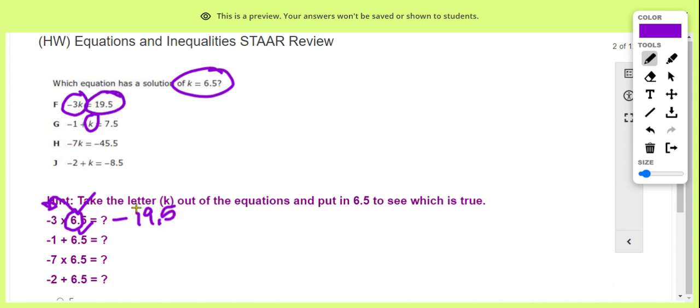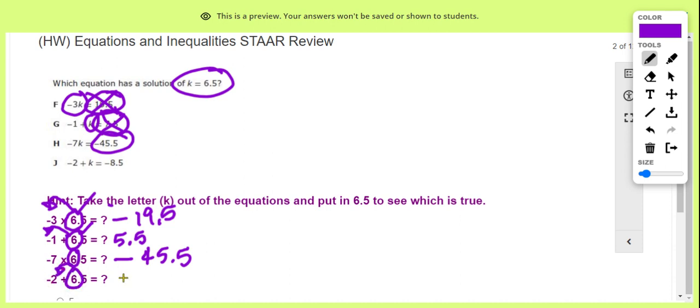Up here, this is not negative. It should be negative, but it's not. 6 minus 1 is going to be 5.5. This one says 7.5, so this one is also not true. A negative times a positive is going to be negative 45.5. So this is the one that is what it's supposed to be. And then the last one, 6 minus 2 is going to be 4.5. It is not going to be negative 8.5.